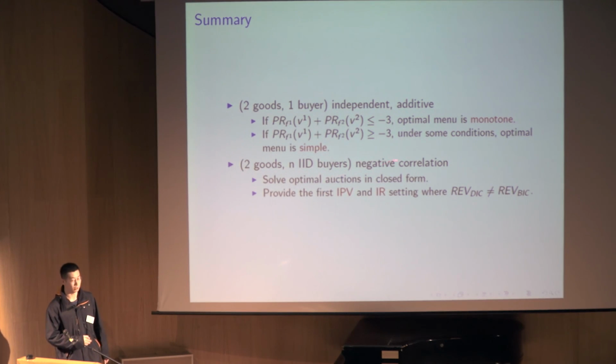In the second work, we show that when there are two goods and n IID buyers, and the buyers have negatively correlated valuations, we give the optimal auctions in closed form and provide the first independent private value and IR setting where revenue of DIC is not equal to revenue of BIC.